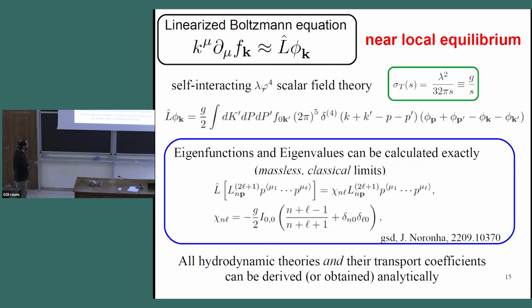They're given by these irreducible tensors times some associated Laguerre polynomial, and the eigenvalues are this chi_{n,l}. N and L vary from 0 to infinity. In this specific limit, it's very convenient because you can calculate pretty much everything analytically and exactly, right?